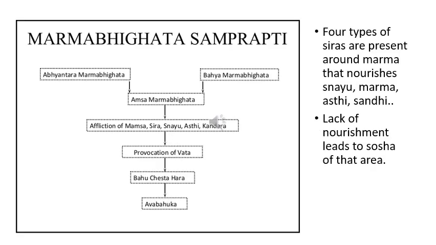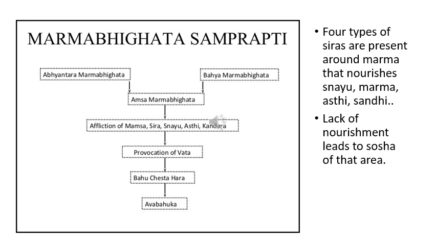And since Amsa Pradesha is a Marma Pradesha, Marma Abhighata Samprapti can also be considered. That is, the Abhighata and Bahya Marma Abhighata causes will be there, and it produces injury to the Amsa Marma. Amsa Marma Abhighata occurs, and it produces affliction of Mamsa, Sira, Snayu, Asthi, Kandara in that area, provocation of Vata and Bahu Cheshta Hara leading to Apabahuka.